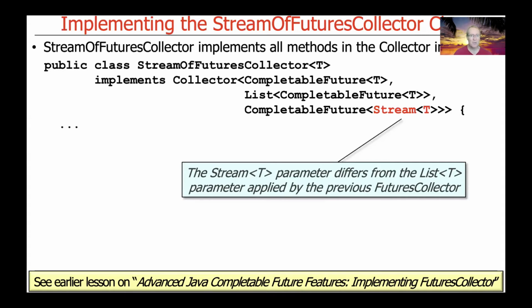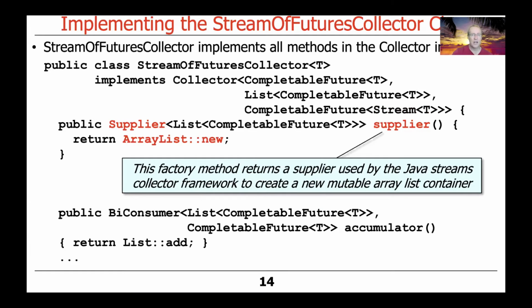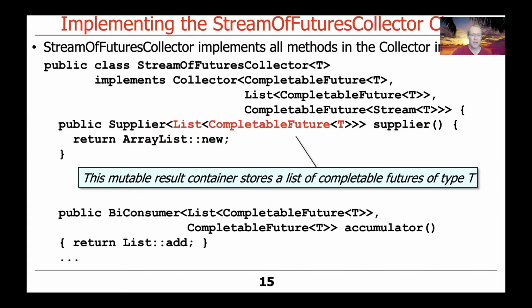The main way that this implementation of StreamOfFuturesCollector differs from the futures collector we looked at previously is that the stream parameter is used instead of a list parameter. So the previous futures collector had a completable future to a list of T as the return value from finisher, whereas this implementation of StreamOfFuturesCollector has a completable future to a stream of T. You can see here that the factory method is just going to have an array list returned as the type of the accumulator, and that's going to be a list of completable future of type T.